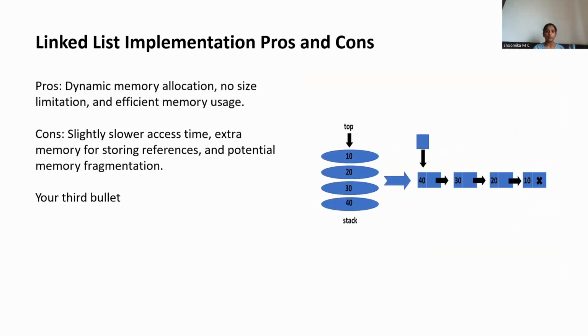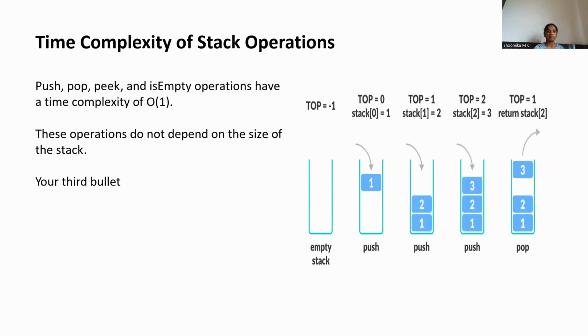Linked list implementation pros and cons. Pros: dynamic memory allocation, no size limitation, and efficient memory usage. Cons: slightly slower access time, extra memory for storing references, and potential memory fragmentation.